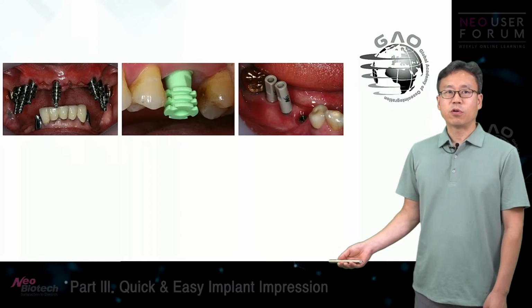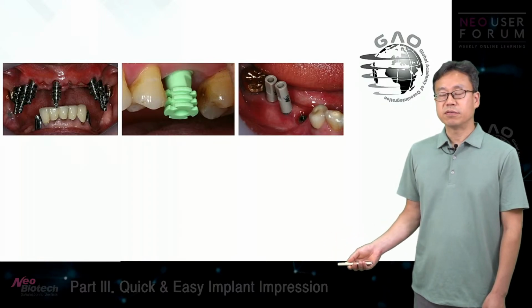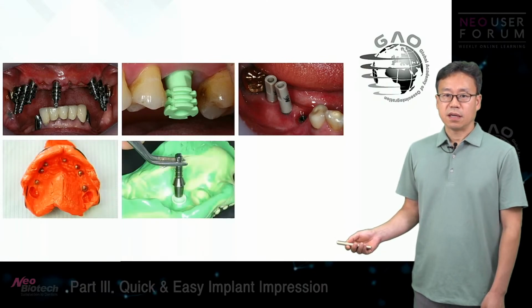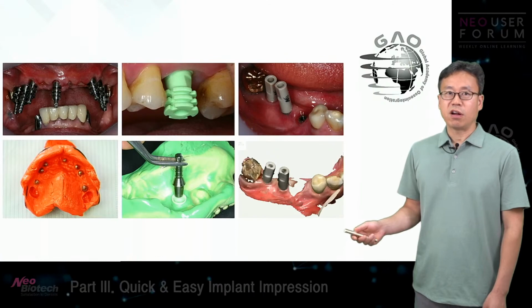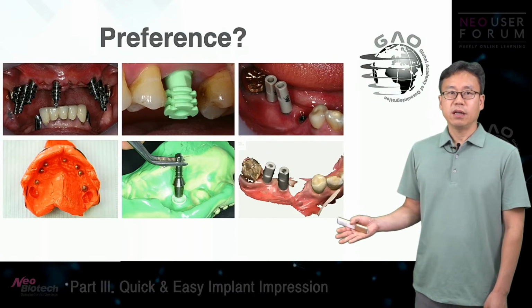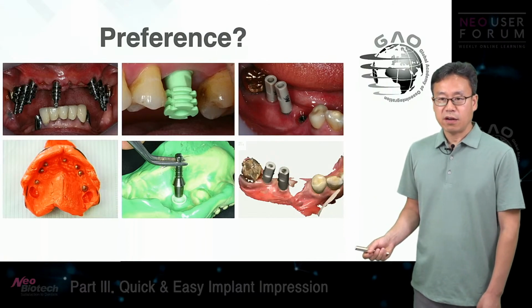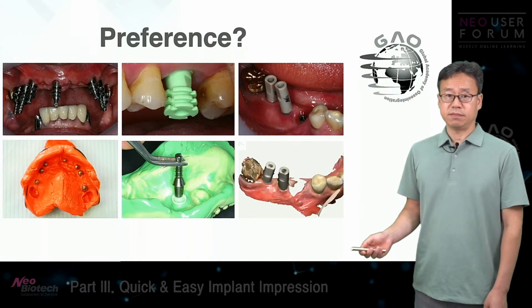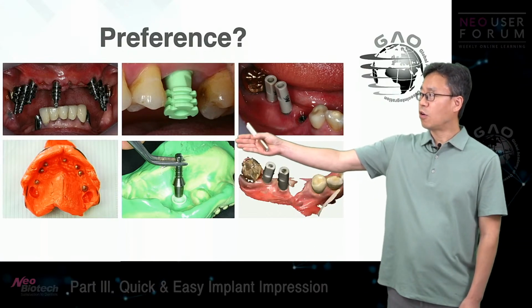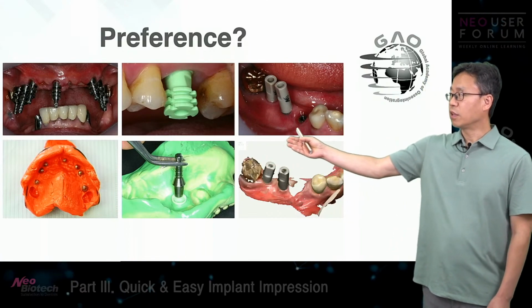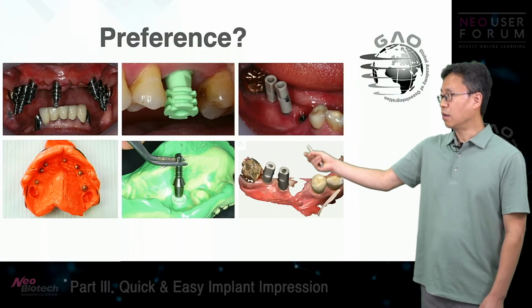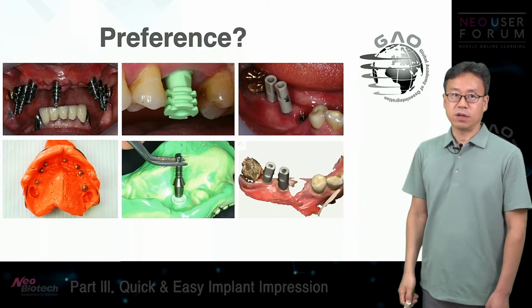These are the photos of 3 different ways of taking impression for implants. And I'm sure there are a lot more ways to do this. But anyway, what would be your way of taking impression for implants? Are you still using impression coping, or something called impression cap, or do you take intraoral scanning impression?